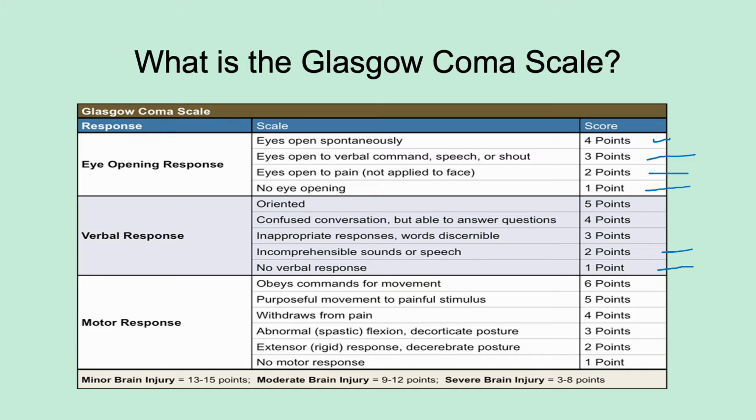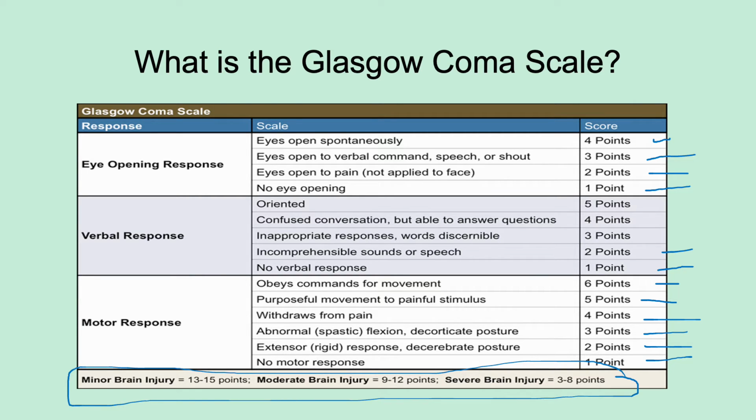Finally, we get to motor response: obeys commands for movement. This is movement, motor. Purposeful movement to painful stimuli, withdraws from pain, abnormal flexion, extensor response, and no motor response at all. Now you see here how this is categorized. Minor brain injury is the highest points, 13 to 15. Moderate brain injury is 9 to 12 points. Severe brain injury is 3 to 8 points.